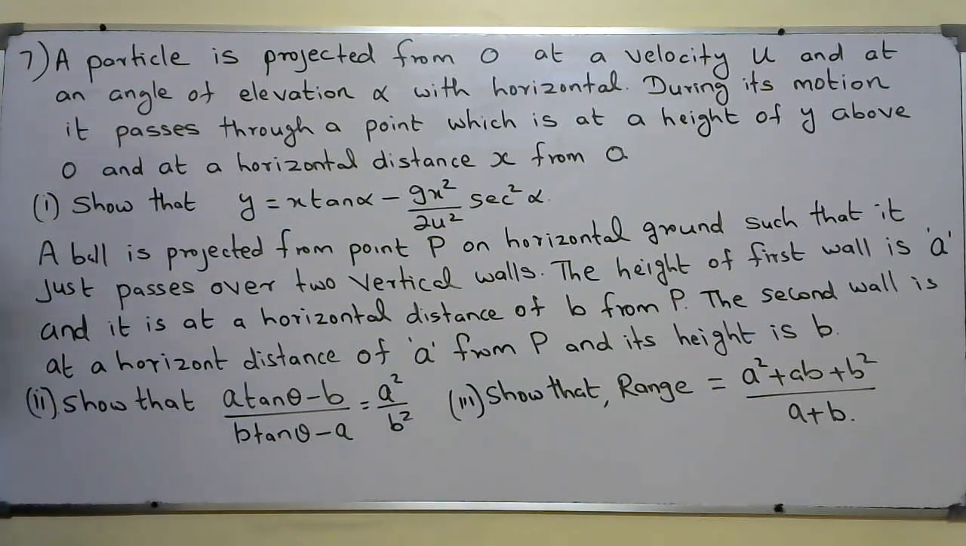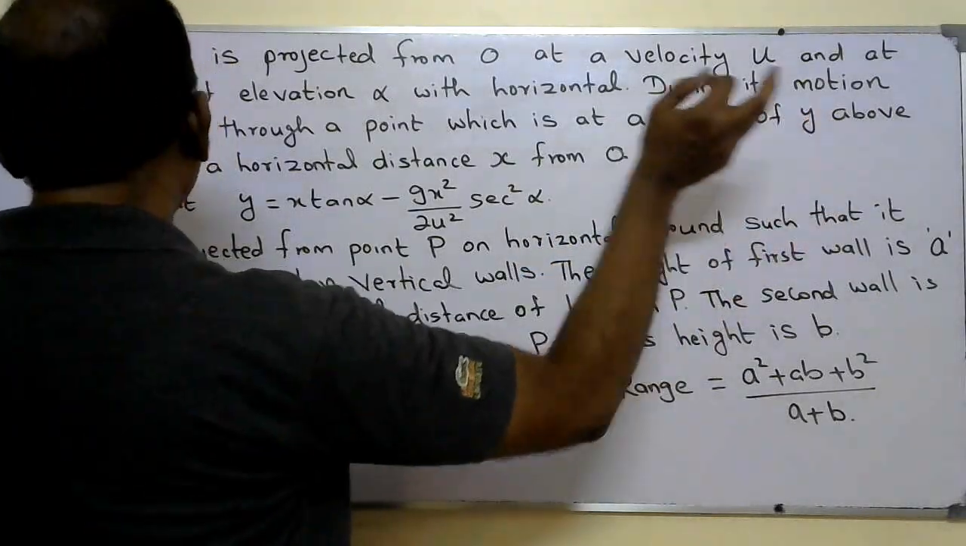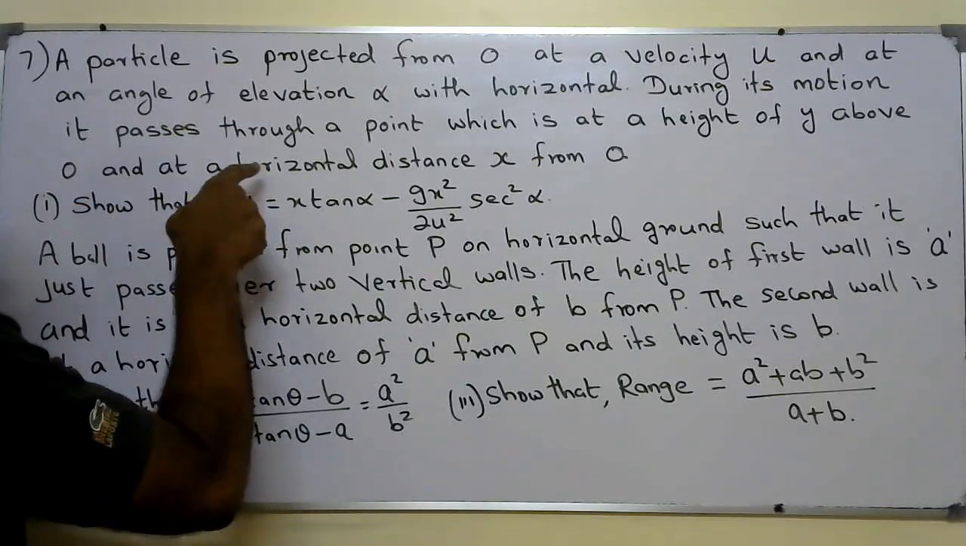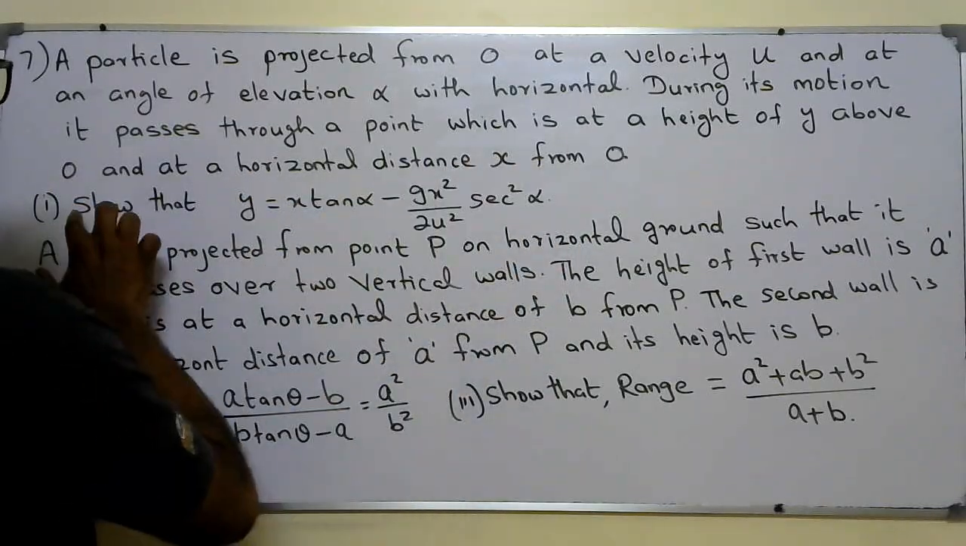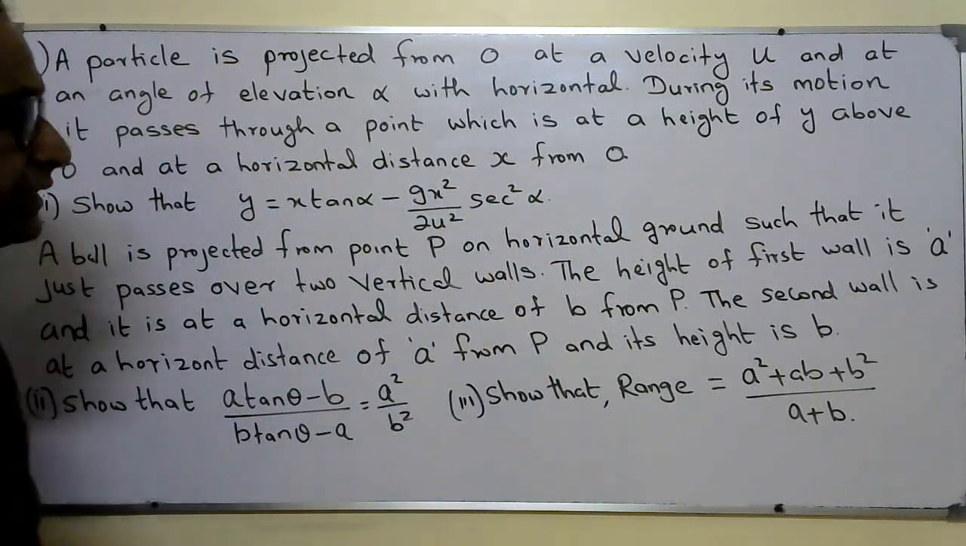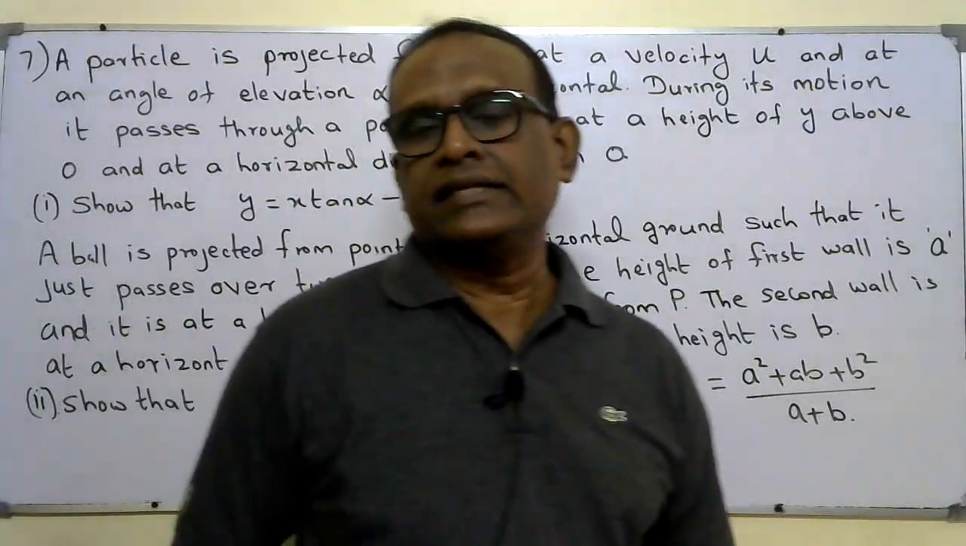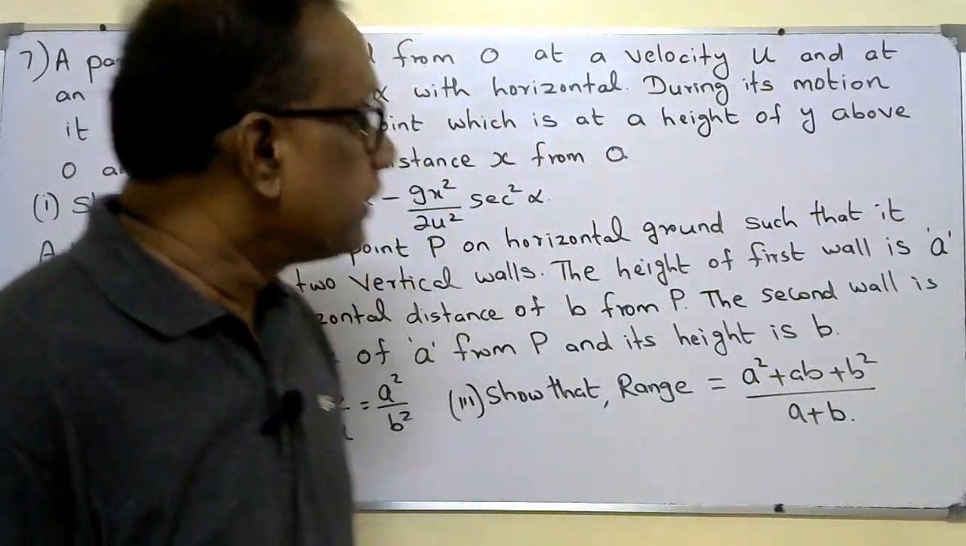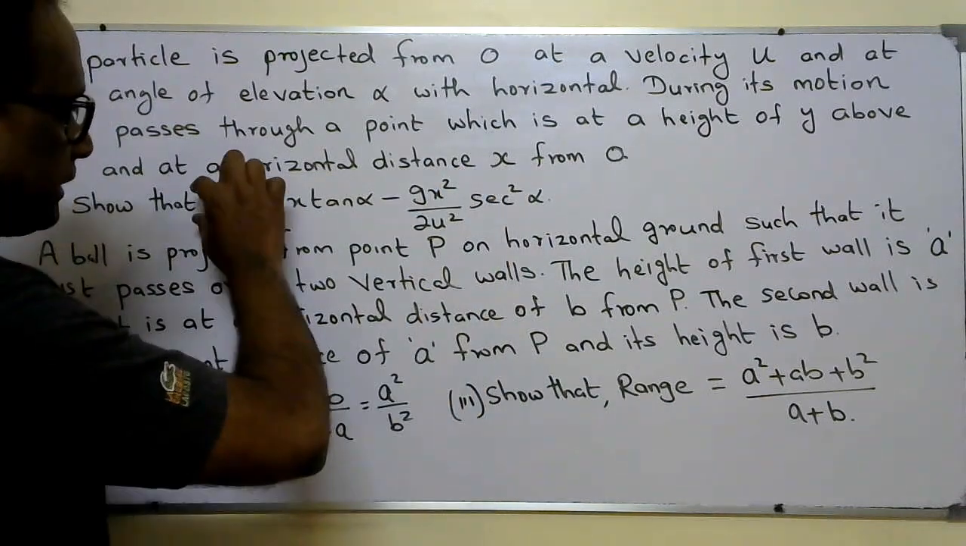Okay, so this is the seventh question. A particle is projected from O at a velocity u and at an angle of elevation alpha with horizontal. During its motion, it passes through a point which is at a height of y above O and a horizontal distance x from O. Show that. It's a normal standard theory. All the textbooks have that derivation. Anyway, I'll do it, but it's a normal general theory.